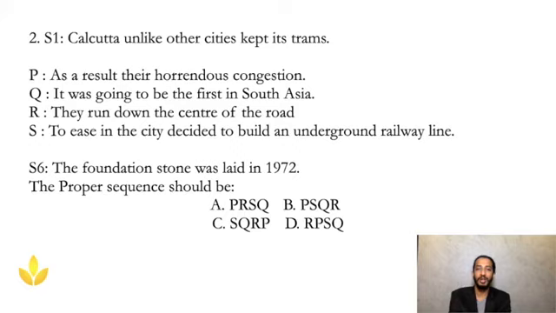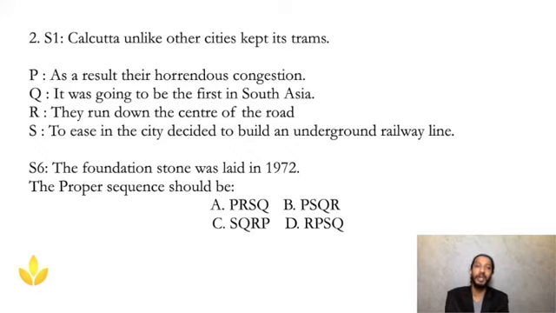So let's fulfill that entire scenario. So RPSQ. They run down the center of the road. As a result, their horrendous congestion, see, it fits. Just because it runs down the road, it creates a lot of congestion. Followed by which, to ease it, the city decided to build an underground railway line. Yeah, so that makes more sense. So to ease the horrendous congestion, the city decided to build an underground railway line. And to support that statement, the ending is Q.